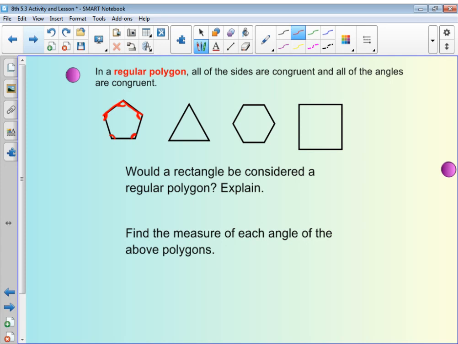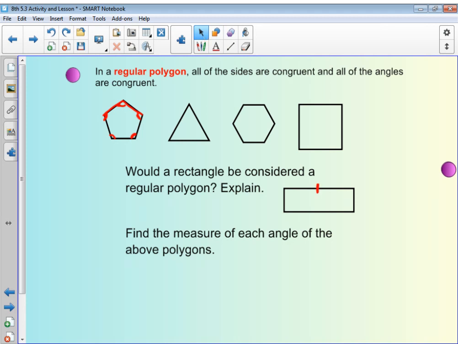So it says, would a rectangle be considered a regular polygon? If I were to go through and actually draw a rectangle, let me just grab up here a rectangle. Does it meet the qualifications? Well, it has to be all sides are congruent. Is this side right here the same length as that side? No. So a rectangle would not be considered a regular polygon. Yes, all of the angles are equal, but not all of the sides are equal.